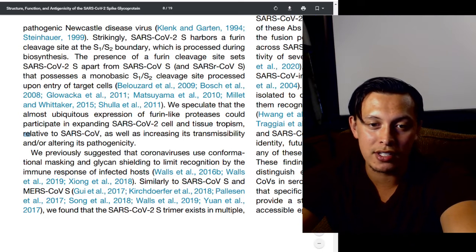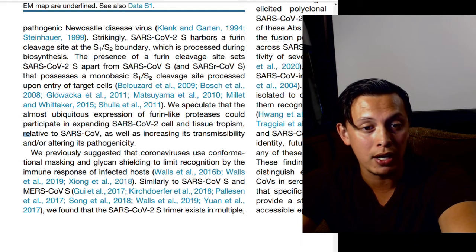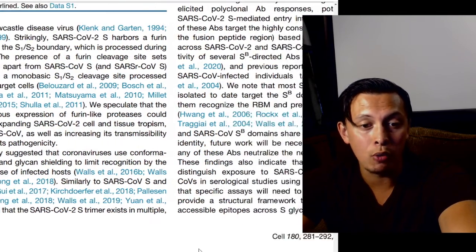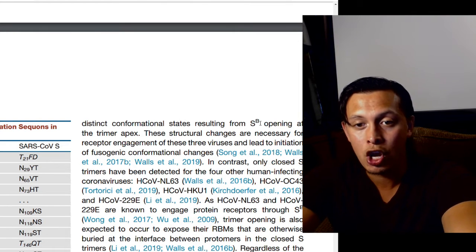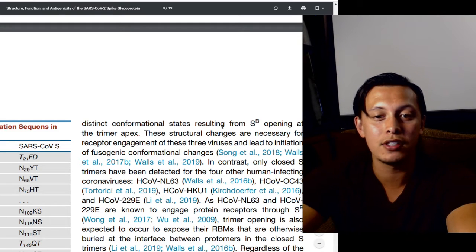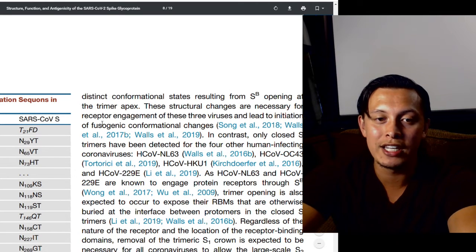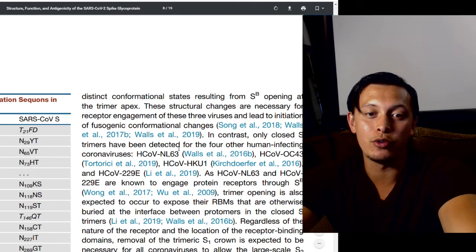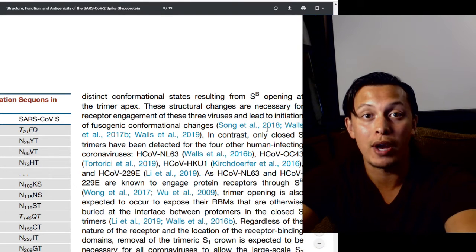We previously suggested that coronaviruses use conformational masking and glycan shielding to limit recognition by the immune response of infected hosts. Similarly to SARS-CoV spike and MERS-CoV spike, we found that SARS-CoV-2 spike trimer exists in multiple distinct conformational states resulting from the S-B opening at the trimer apex. These structural changes are necessary for the receptor engagement of these three viruses and lead to initiation of fusogenic conformational changes. So after it binds, there's a conformational change of the trimer structure, and that is what helps allow the virus to enter the cell.